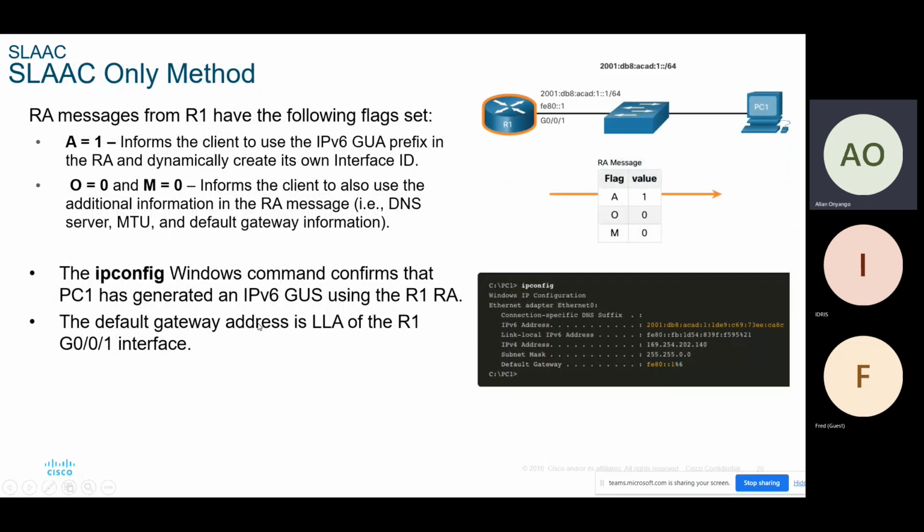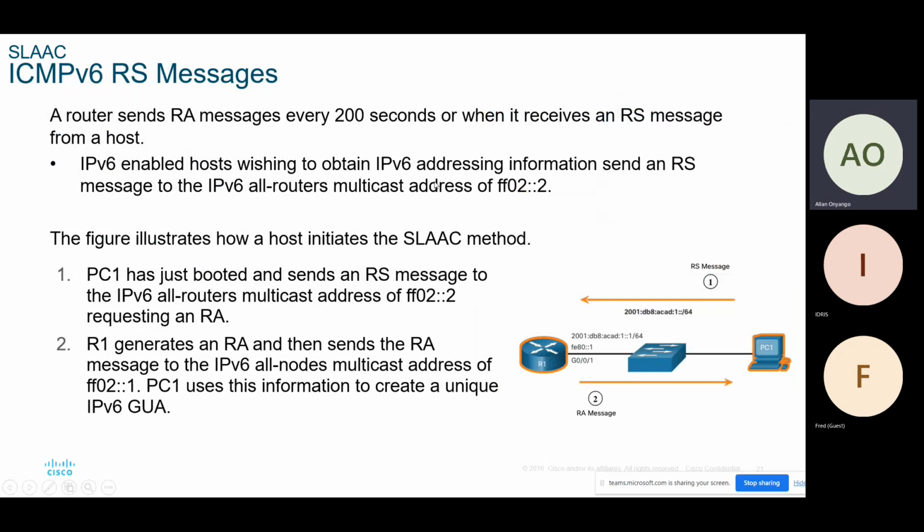So like I mentioned, when the SLAAC only method is being used, the A flag will be equal to 1, but O will be equal to 0 and M will be equal to 0. This is talking about the RA messages being sent out every 200 seconds, or when requested by a host.